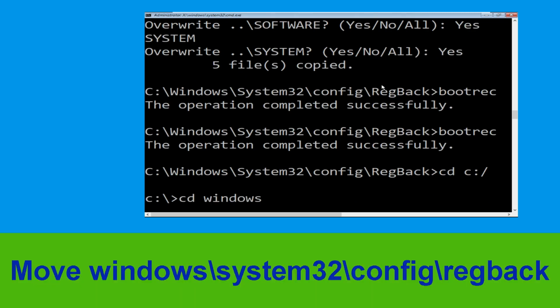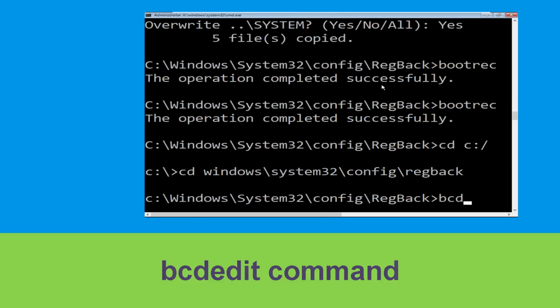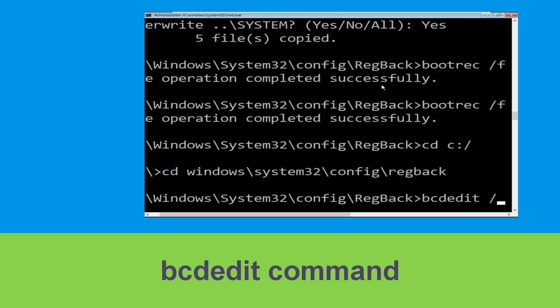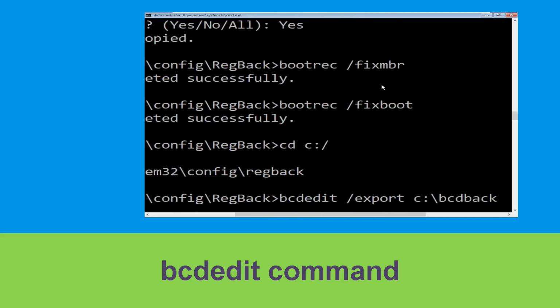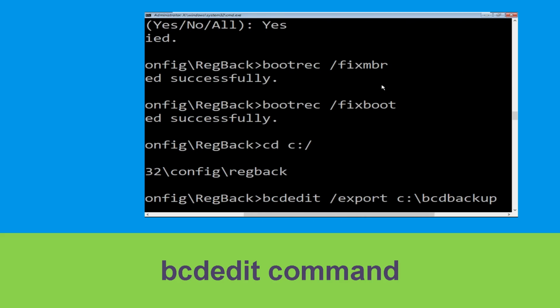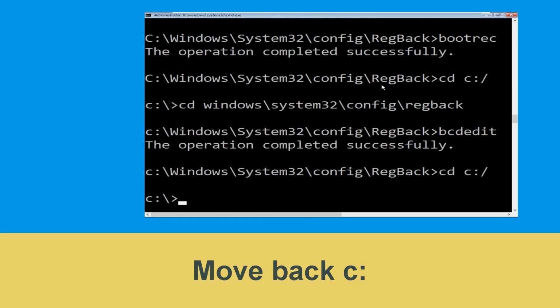Now execute this command. Type cd space windows /system32 /config /regback, then simply hit enter to execute this command. Now type this command bcdedit space /export space c colon /bcd backup and hit enter. Now type cd space c colon / and hit enter.